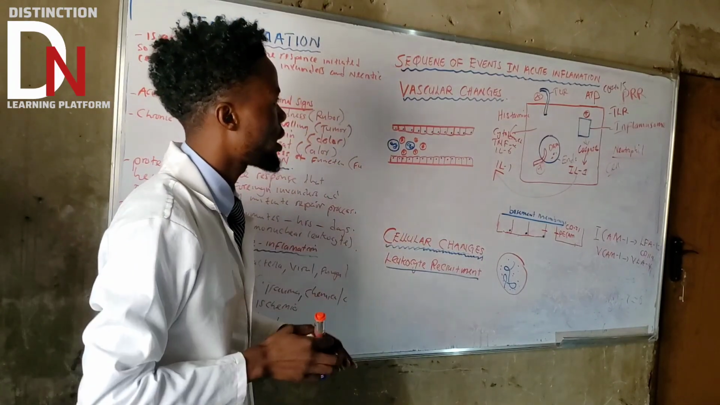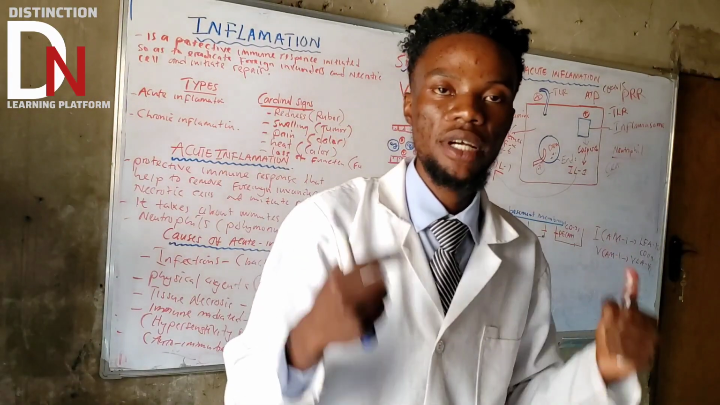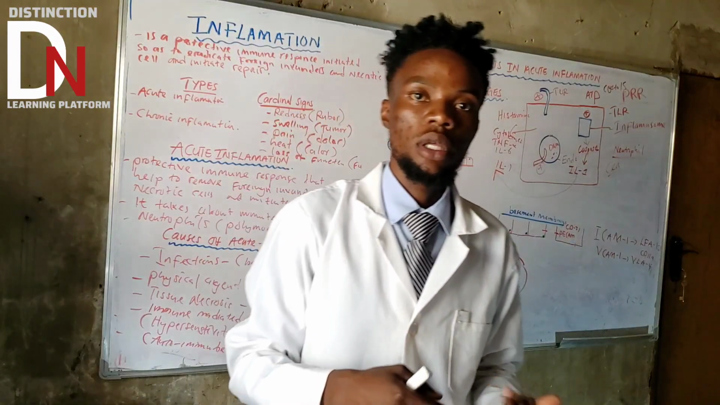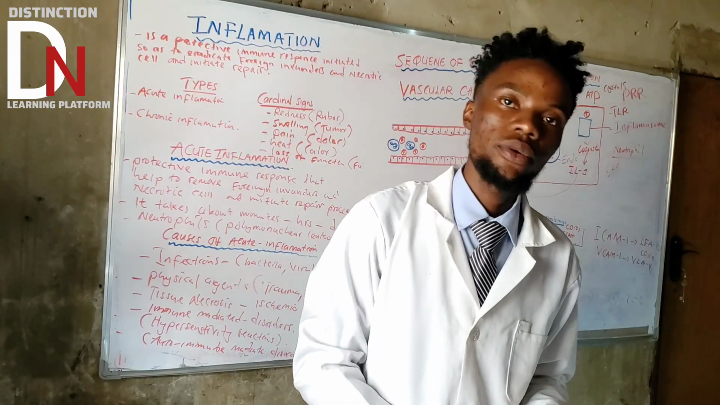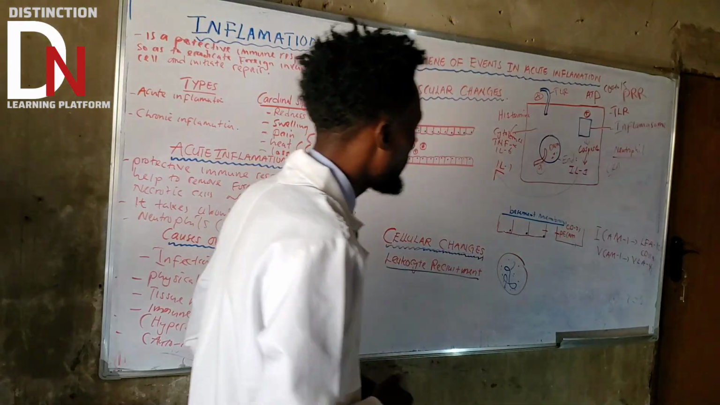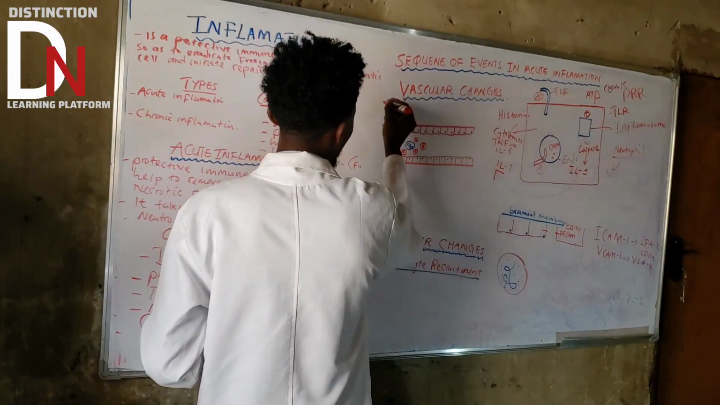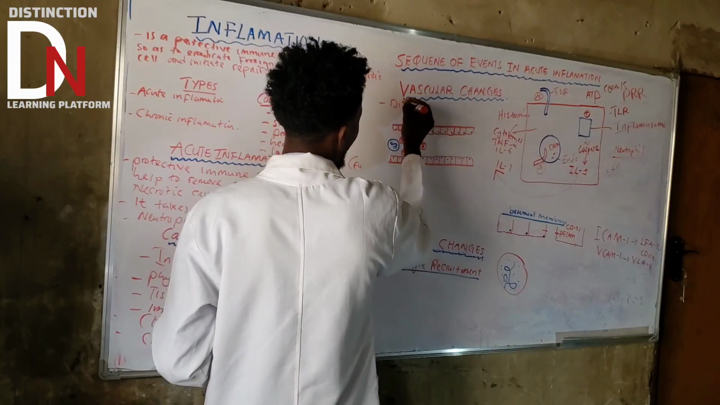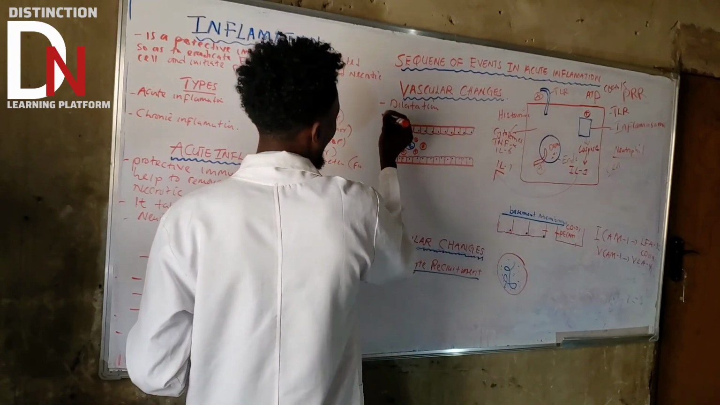So you need to understand that. Now, let's talk about the vascular changes. What are the vascular changes? Vascular changes basically are of two types. There is vascular dilation, and also vascular permeability. What are the two important vascular changes that are going to happen? There will be vascular dilatation, or dilation.